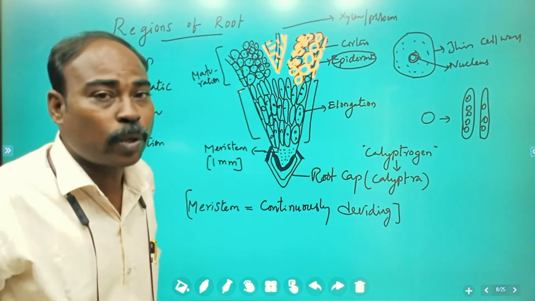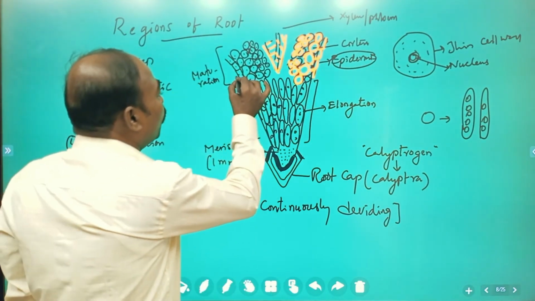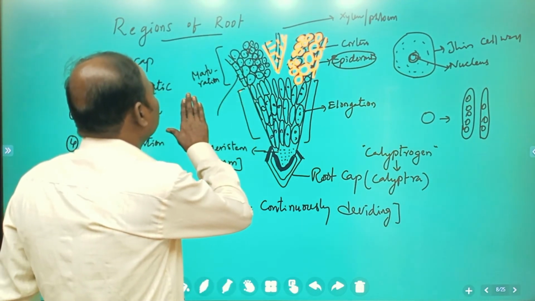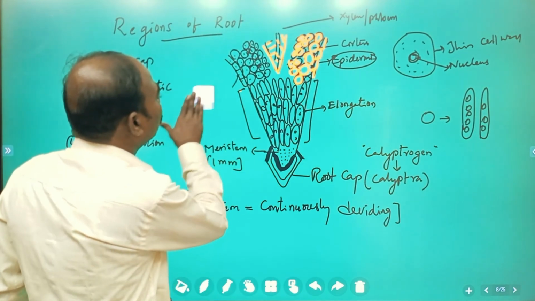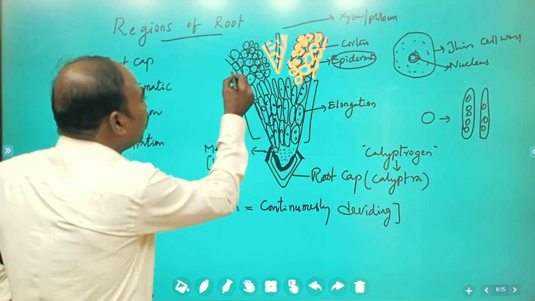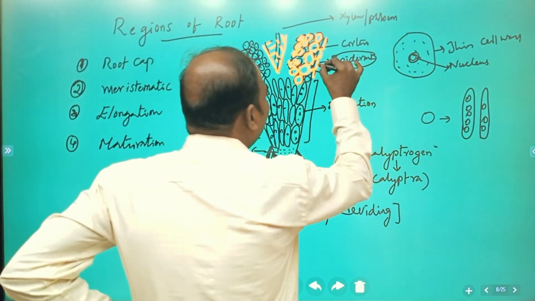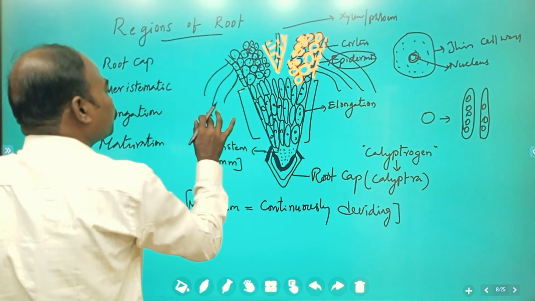This zone of maturation is also responsible for the production of unicellular outgrowths called root hairs.